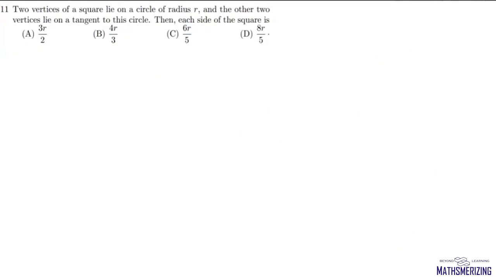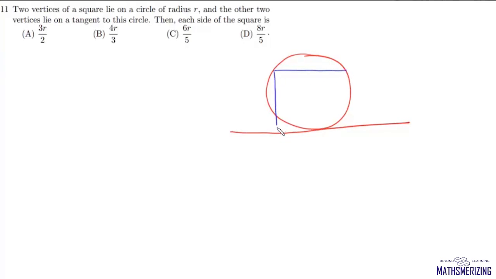Now question number 11 is, 2 vertices of a square lie on a circle of radius r and the other 2 vertices lie on a tangent to the circle. Then each side of the square is... So we have a circle, then we have a tangent to the circle, and then we have the square whose 2 vertices are on the tangent and 2 vertices are on this circle. Now let this be the center of the circle. Now this is r, this is also radius r, and say this angle is theta.